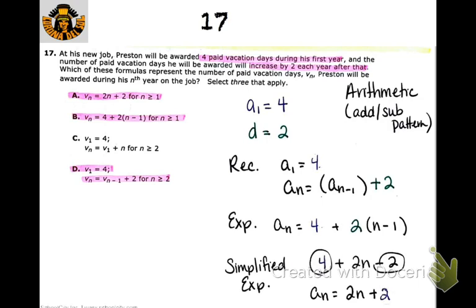For paid leave days, that's a good way to start with 4, and then he gets 2 more every year, so that common difference is 2. We're just looking for which of these formulas actually works. This inequality business is just saying that you would plug in any integer that's 1 or bigger, and it would work well for this rule.